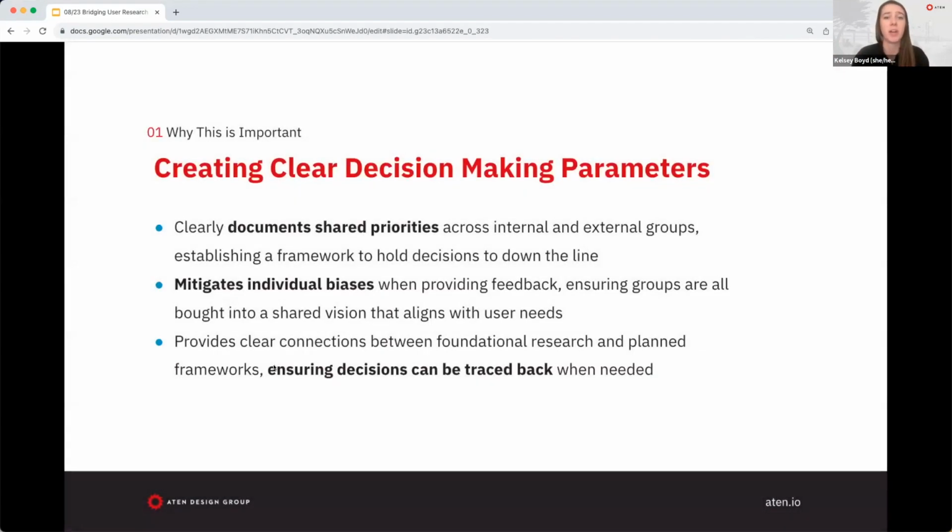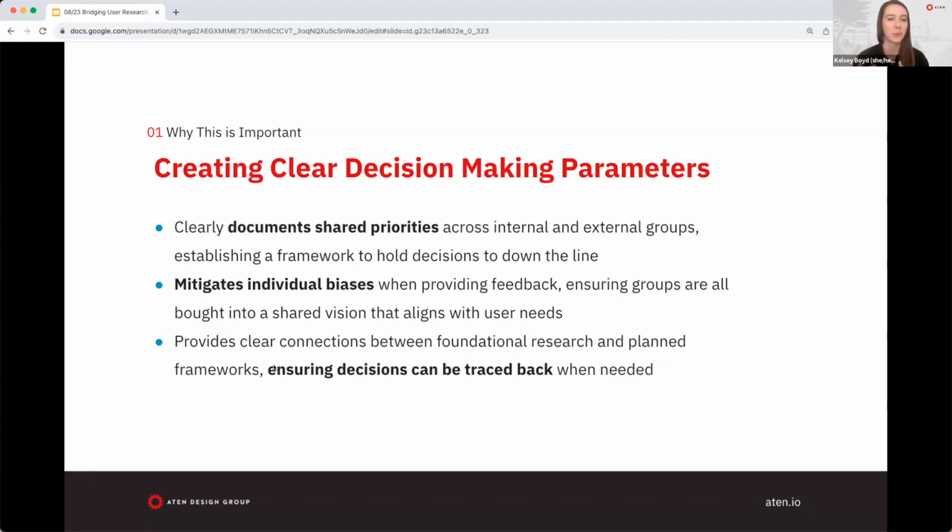This really does provide a great way to have clear decision-making parameters. So this kind of documentation includes shared priorities across internal and external groups, creating a framework to hold decisions to down the line. So this has the potential to mitigate some of those individual biases that can happen when providing feedback on designs and the organization of the site menus, but really ensuring that groups are all bought into this shared vision that aligns with user needs, and that they're really, again, refocusing on how do we get users to what they're looking for.